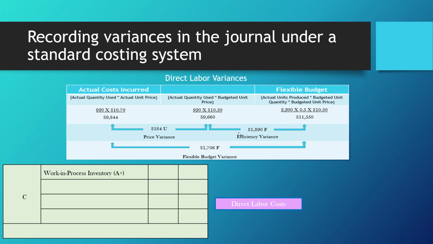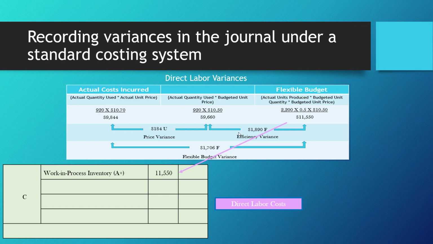What are we going to debit WIP for? We're using a standard costing system, which means we put costs for labor into our WIP account at what it should have been had we hit our standards, which is $11,550. If each chair took a half an hour to produce and each labor hour costs us $10.50 on average, then we should have paid $11,550 to produce the 2,200 chairs that we actually made.